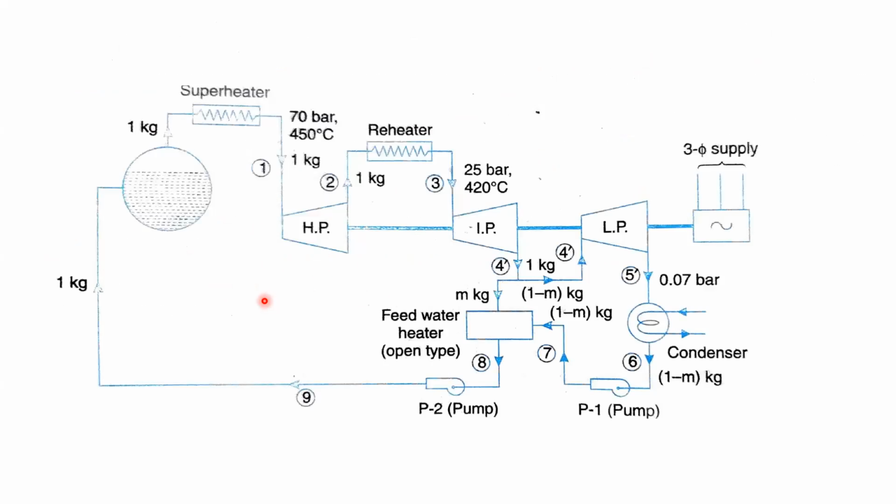Just look into the schematic diagram of this problem. What is happening initially? Forget about the feed heater and all these things. Initially, at the first state, we have 70 bar and 450 degrees centigrade. Then this comes to the high pressure turbine, where it is expanded. After the expansion, the pressure becomes 25 bar. Here, at the second state, we have a pressure of 25 bar.